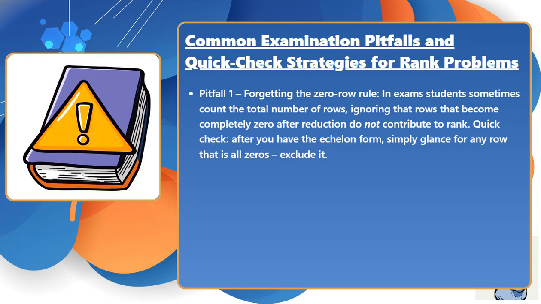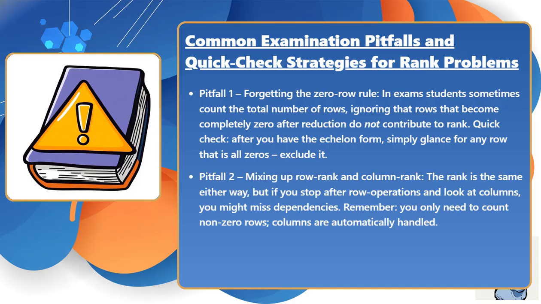Pitfall 1. Forgetting the zero-row rule. In exams, students sometimes count the total number of rows, ignoring that rows that become completely zero after reduction do not contribute to rank. Quick check: after you have the echelon form, simply glance for any row that is all zeros, and exclude it. Pitfall 2. Mixing up row rank and column rank. The rank is the same either way, but if you stop after row operations and look at columns, you might miss dependencies. Remember, you only need to count non-zero rows; columns are automatically handled.